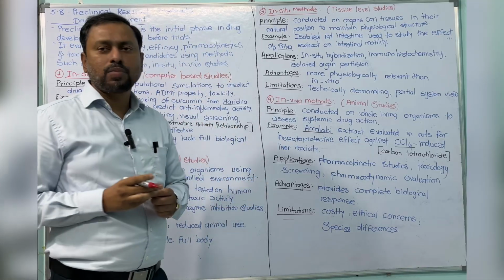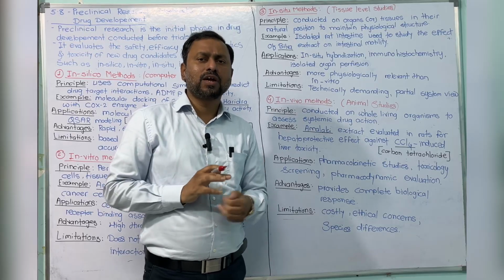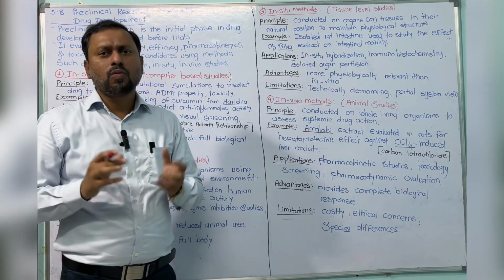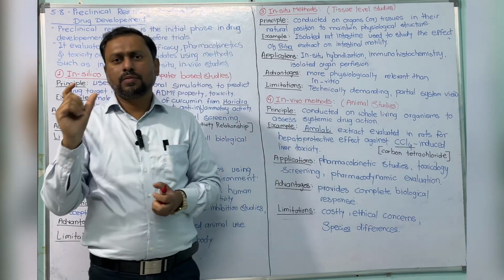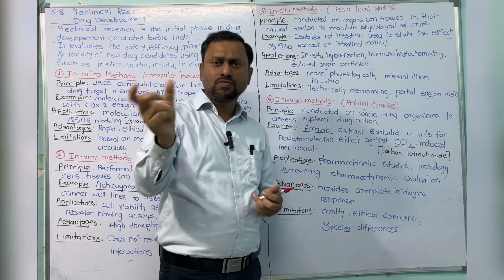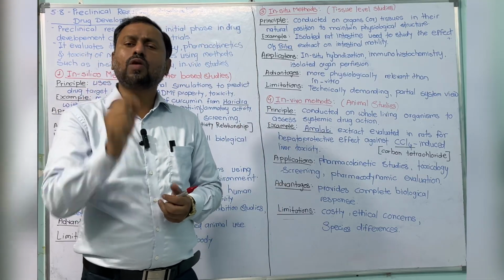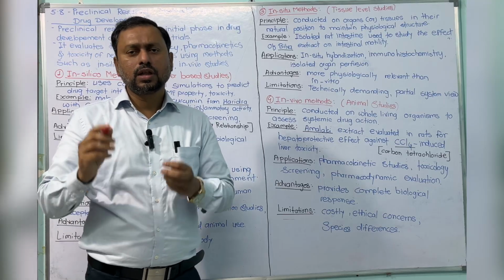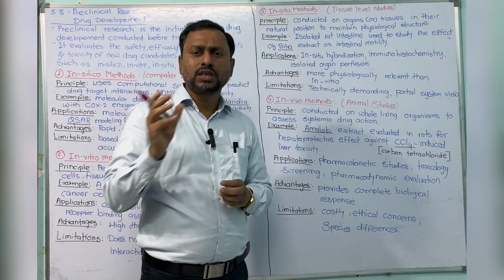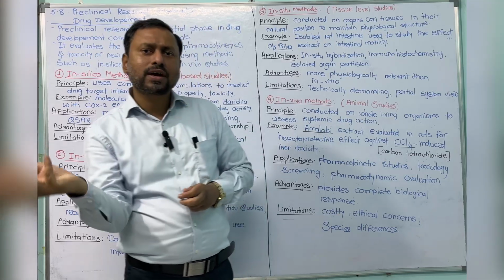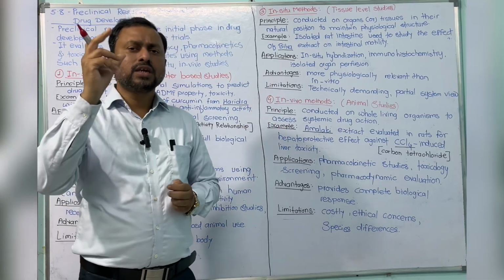The next one is an example. Here the example is amlaki. You can take Emblica officinalis, amlaki. How are we using it? You can take a rat. In animal studies, we have to take the rat. If you want to check hepatotoxicity, whether the drug is toxic to the liver, or whether the drug protects against hepatotoxicity, that is what we are checking. Here the example is to take one rat.